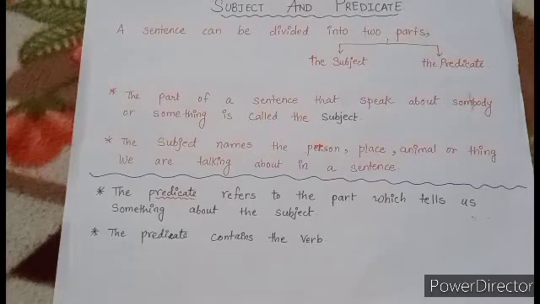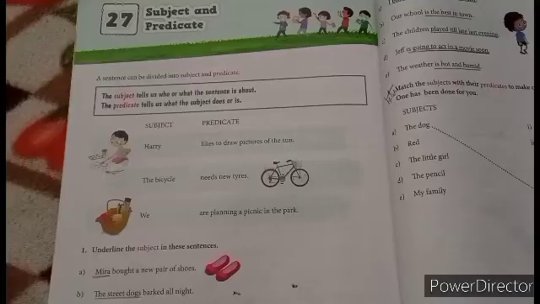Alright, now open your textbook. Page number 108 and let's see some examples of subject and predicate and let's learn more about subject and predicate from our textbook. So open your textbook, page number 108. Come to page number 108, chapter number 27, subject and predicate.